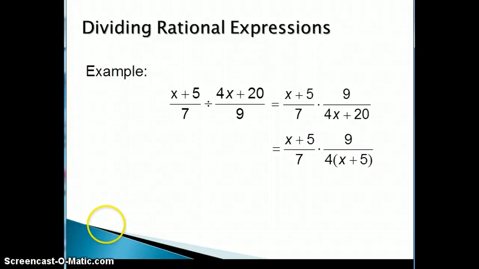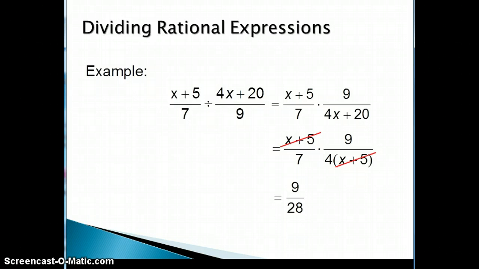And when we do that, remember, we want to factor everything completely before we actually perform the multiplication, because we might have some common factors that can cross-cancel, and it's much easier to find those common factors and to factor everything before you do the multiplication versus doing it after the multiplication. So notice that we have common factors of x plus 5 in the numerator of the first rational expression and the denominator of the second rational expression. So we cross those out, and so all we have left on the top is 9, and then we have 7 times 4 in the denominator to get 28.